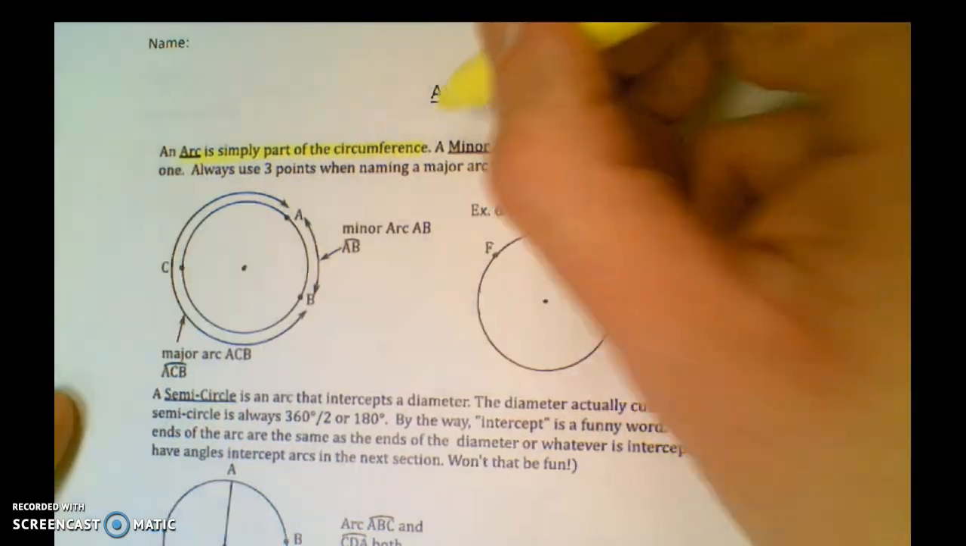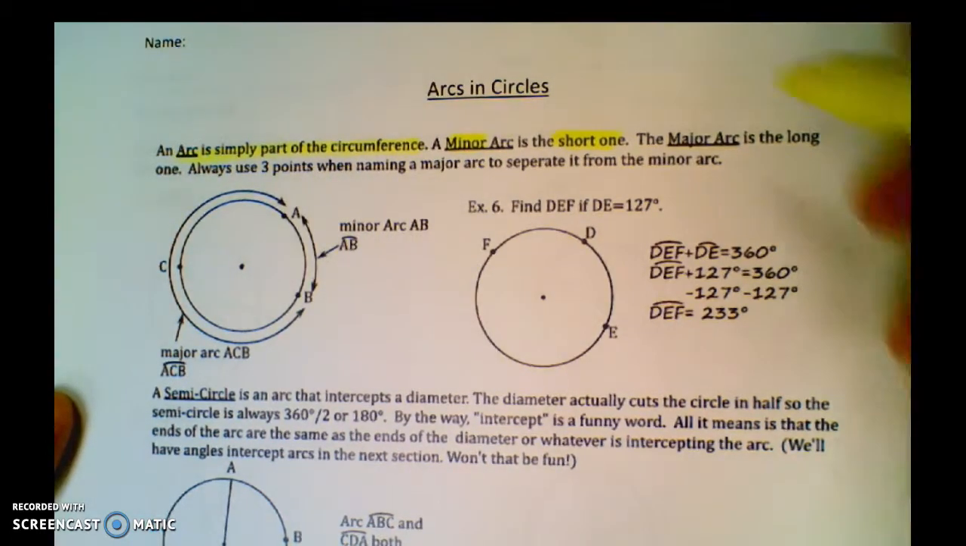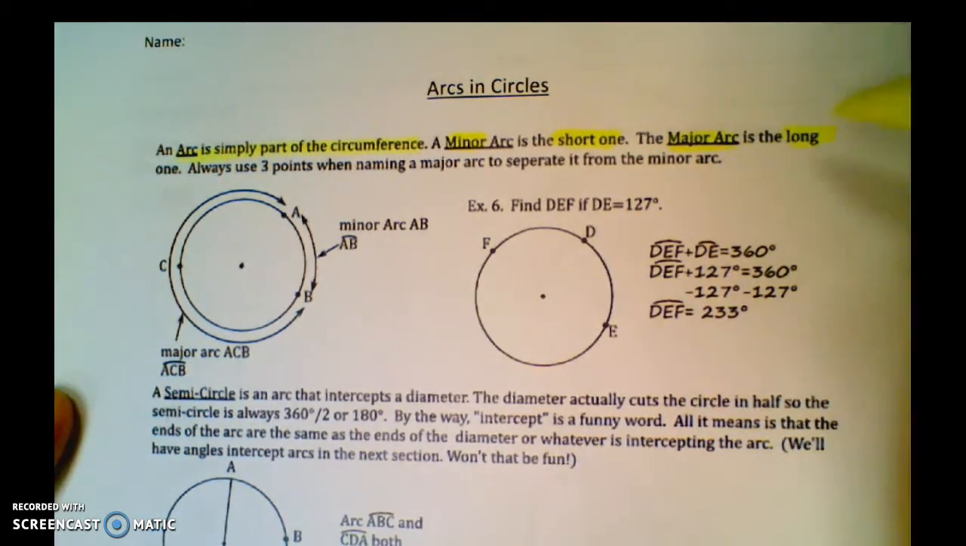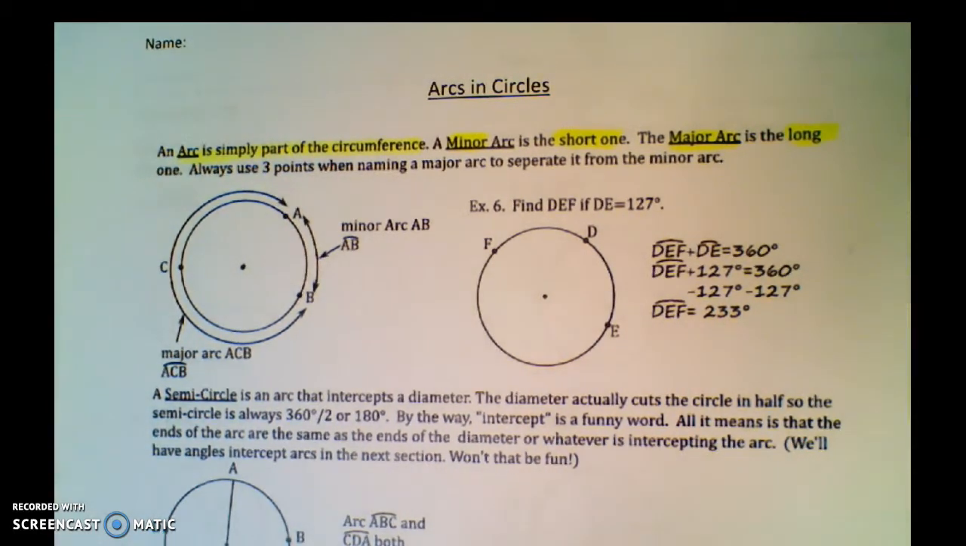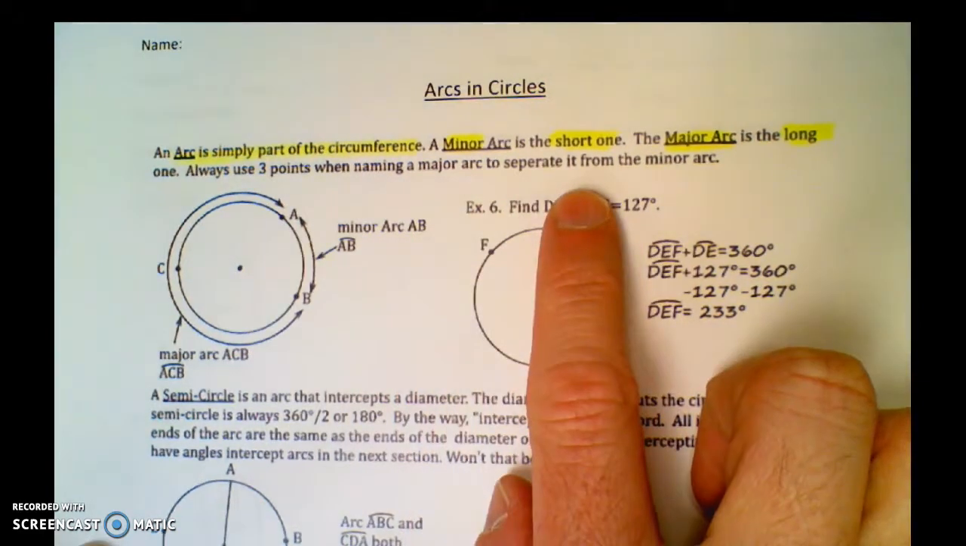A minor arc, so minor is the short one, that's small. Because remember, minor means small, and major arc is the long one. The difference between them is that you always use 3 points when you name a major arc to separate it from a minor arc. So here's a couple examples.